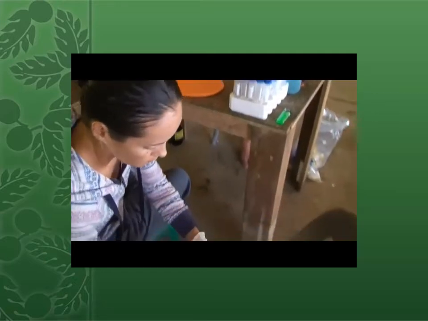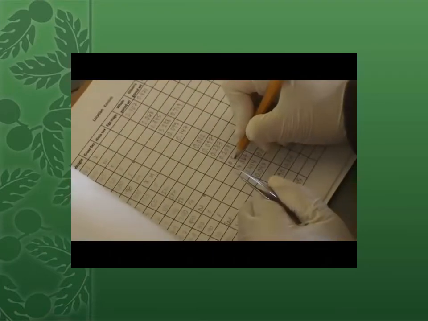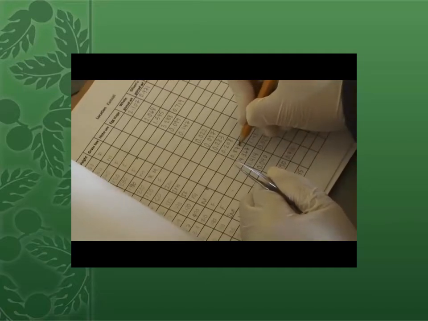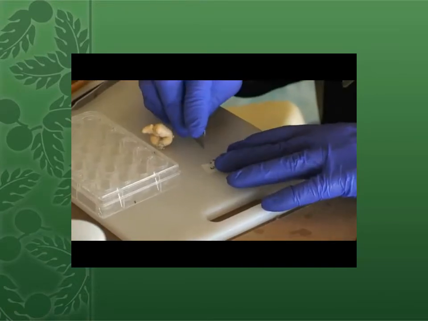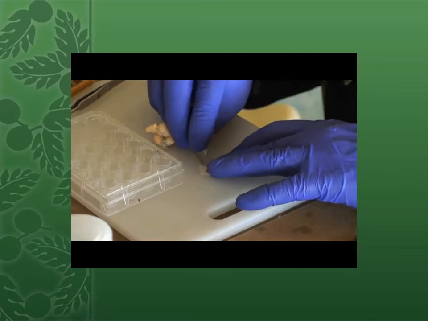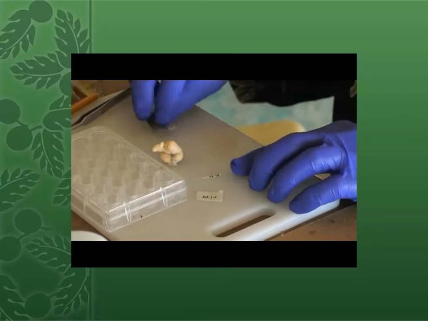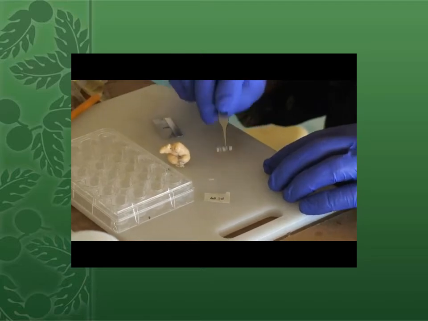Weigh the whole gonad, record that weight. Now take the smaller part of that two-part tag and put it into one of the wells of a tissue culture plate.